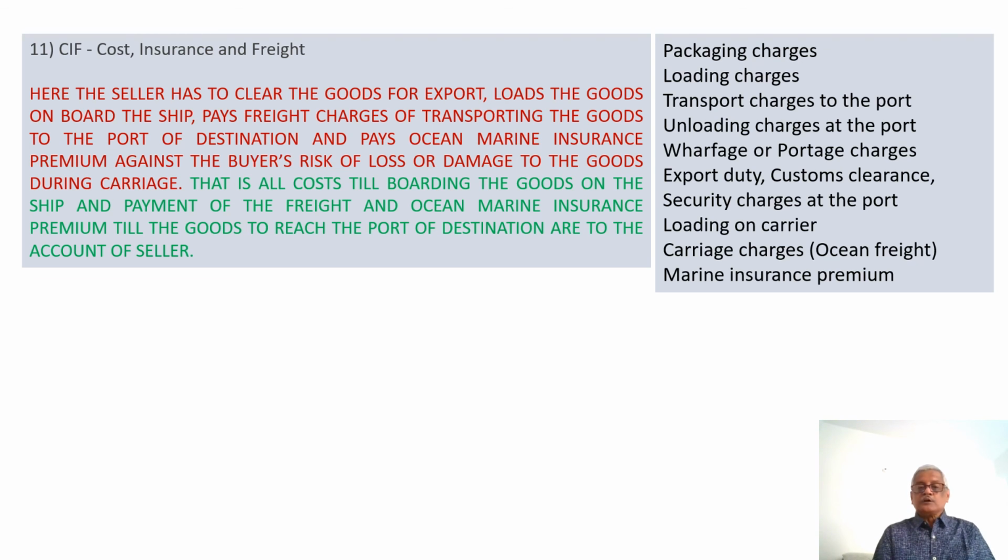The next one is cost, insurance and freight. Here the seller has to clear the goods for export, loads the goods on board the ship, pays freight charges of transporting the goods to the port of destination and pays ocean marine insurance premium against the buyer's risk of loss or damage to the goods during carriage. That is, all costs till boarding the goods on the ship and payment of the freight and ocean marine insurance premium till the goods reach the port of destination are to the account of the seller. So in addition to all the other charges, he also pays the marine insurance premium in this case.